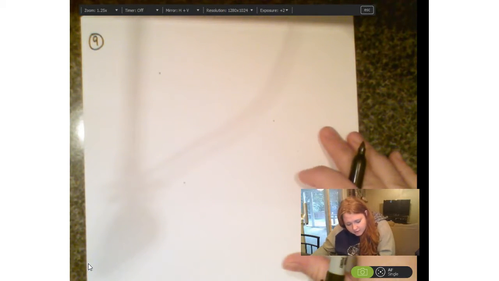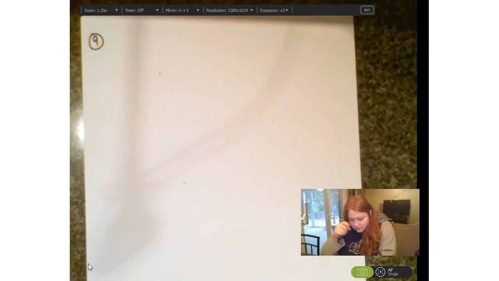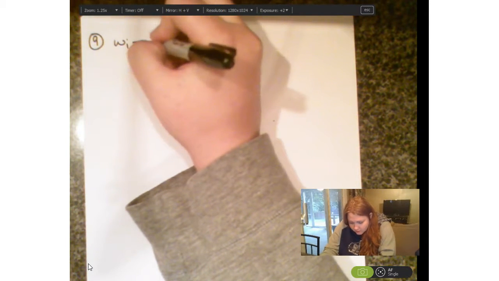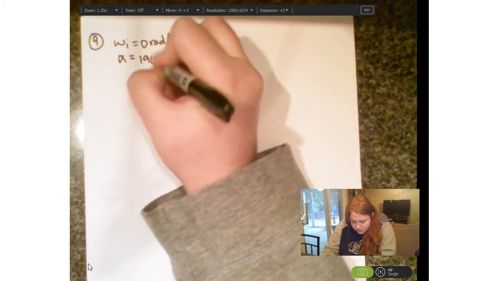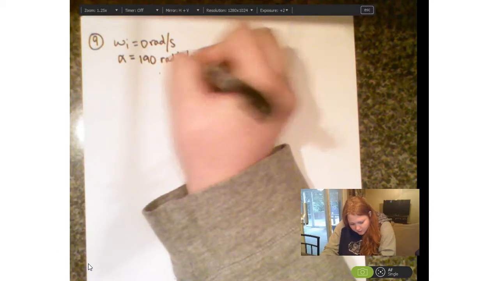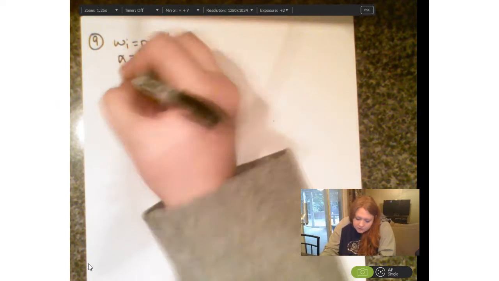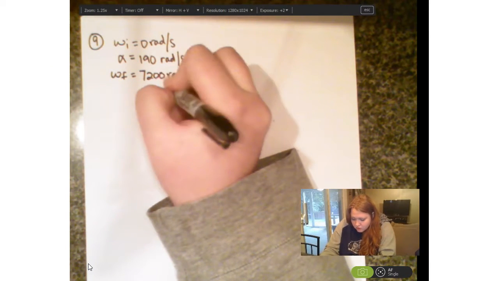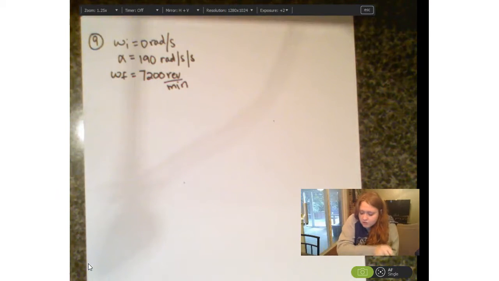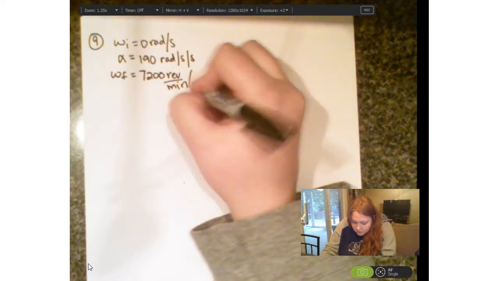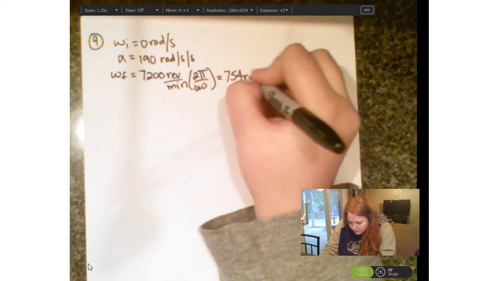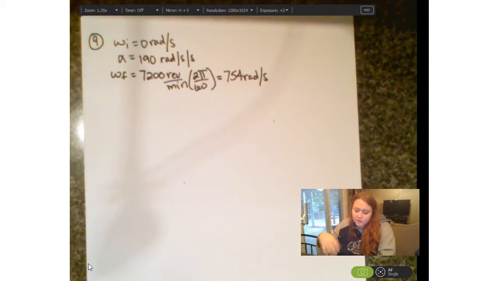Okay, so for number 9, it's talking about a computer disk starting from rest. So again, my initial angular velocity is 0 radians per second. It says it has an angular acceleration of 190 radians per second squared, and it only accelerates until it reaches a final angular speed of 7,200 revolutions per minute. Now if we take that 7,200 and we want to go ahead and convert that, I'm going to multiply that by 2 pi over 60 to get 754 radians per second, so that I'm using the correct units now.